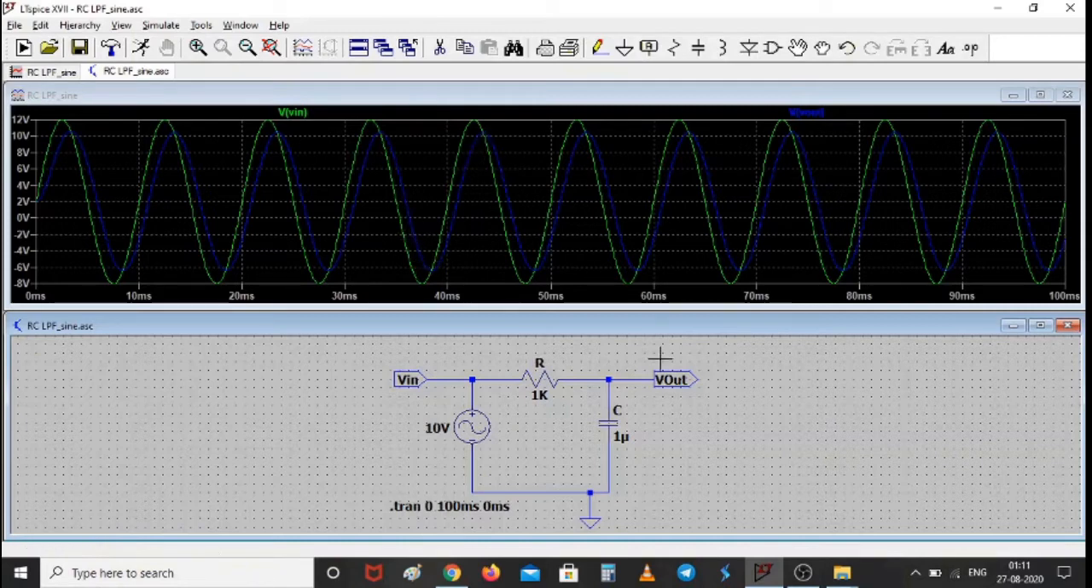Okay, so this is how the output of the RC low pass filter circuit looks when the input applied is a sinusoidal input. Okay, so earlier we have seen it mathematically, now I am interested in showing you the simulation results of this RC low pass filter circuit, right?